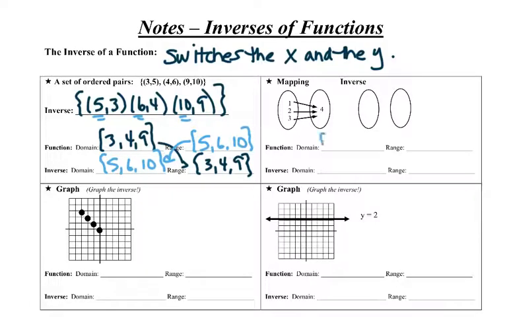Same thing with the mapping. In the original mapping here, the domain is 1, 2, and 3, and the range is 4. If I were to do the inverse, the domain would be 4, and the range would be 1, 2, and 3. Like that.